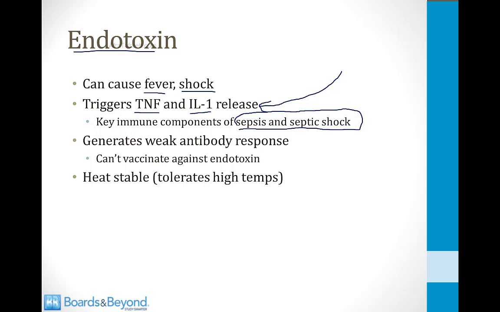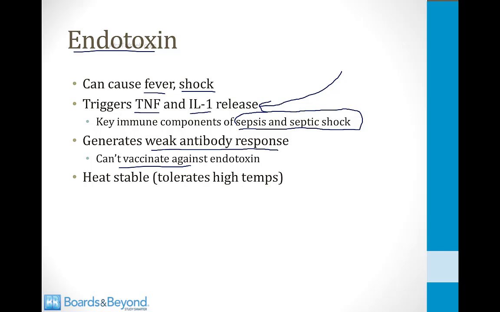Unfortunately, endotoxin generates a weak antibody response, so you can't vaccinate against it. If you could, it would be wonderful. You could essentially prevent many gram-negative infections, or at least prevent them from getting so serious, but this isn't the case because it doesn't generate a strong antibody response.